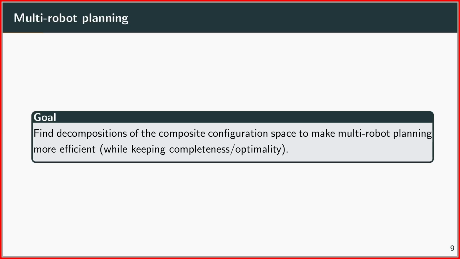And so one big goal of multi-robot motion planning is to find good decompositions of this composite configuration space, such that we can make multi-robot planning more efficient, while, of course, also keeping completeness and optimality. So that is basically the main goal, that we want to really figure out what are the important regions in our composite configuration space, where do we need to plan, can we do some simplifications there, and so on. And that is all what we want to do here in multi-robot motion planning.